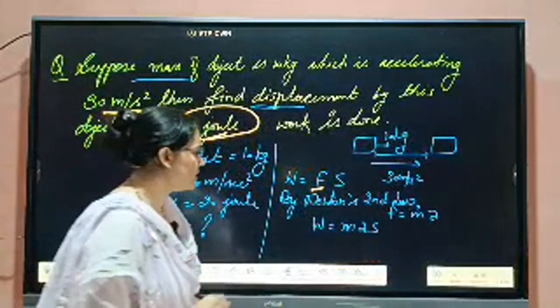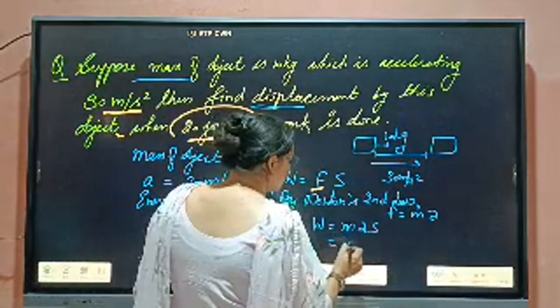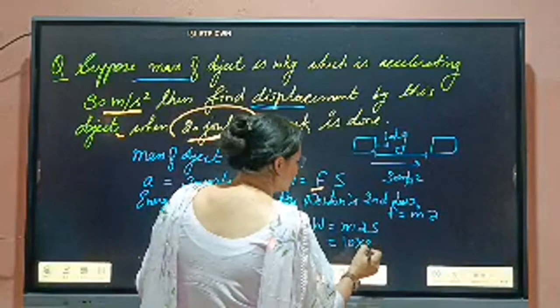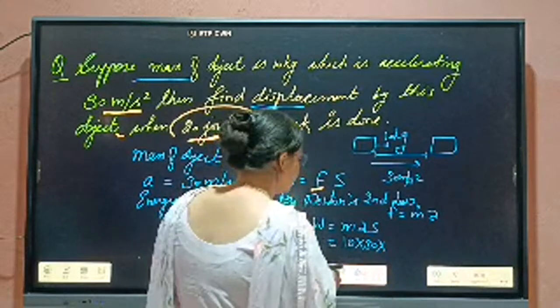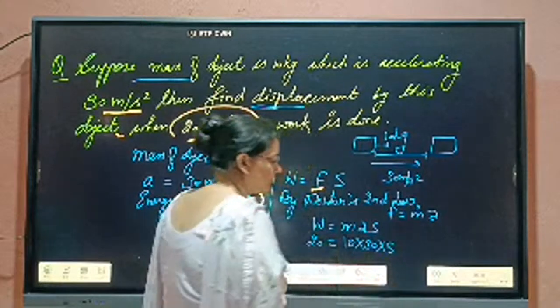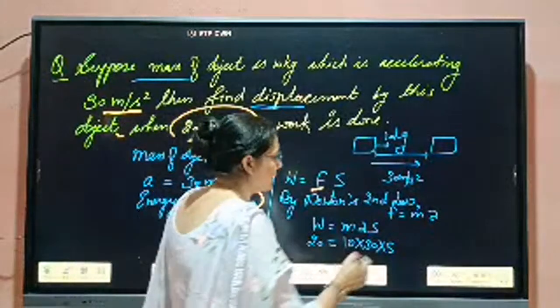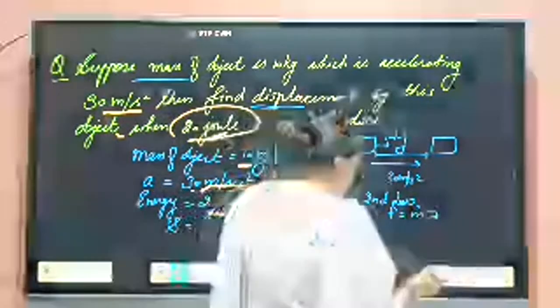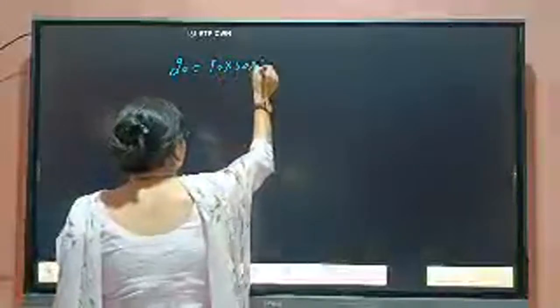Clear? So see in our question which factors are given. Mass is given, our 10 kg, acceleration of the body is given, 30, and displacement we have to find out. Work done is given, our 20 joule. Clear? So using this, what will we get? Displacement will come. So from here we can write: 20 equal to 10 into 30 into s.